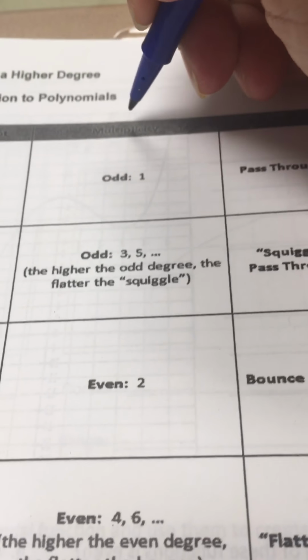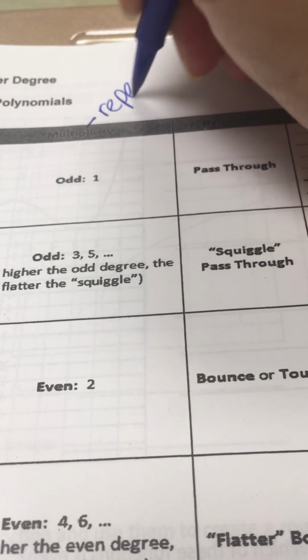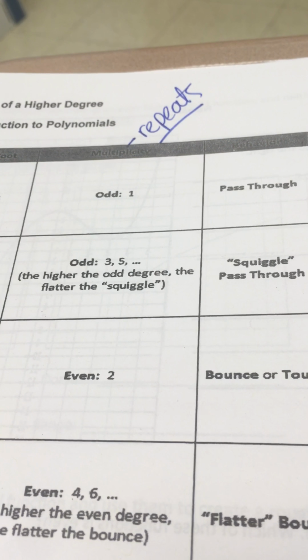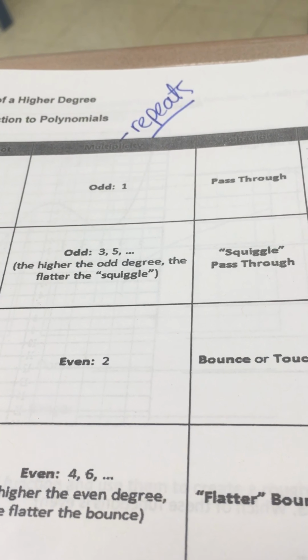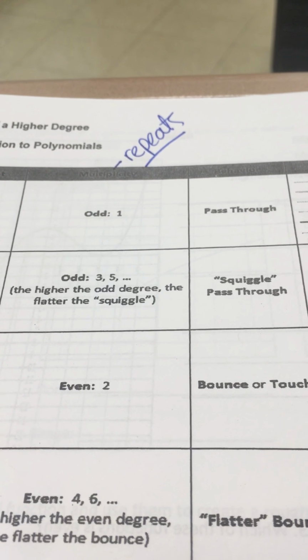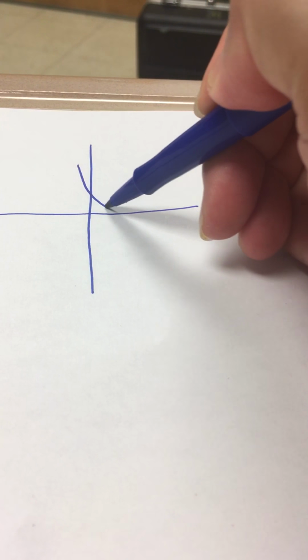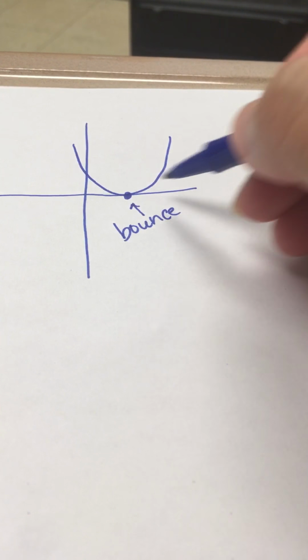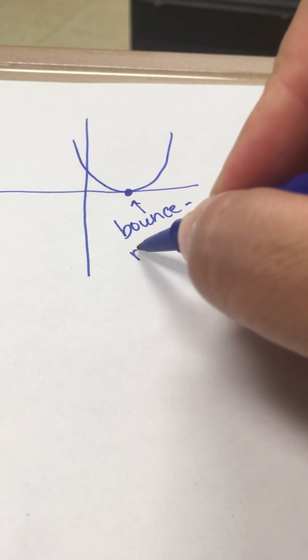Multiplicity, as you can see in the dark gray, just means how many times it repeats. There are certain things about a graph that you can determine without knowing the equation. So I'm going to go over here to a separate sheet of paper. When you see a graph go down, and it doesn't matter where, but when you see a bounce off the x-axis, I know that's what's called a repeating zero.